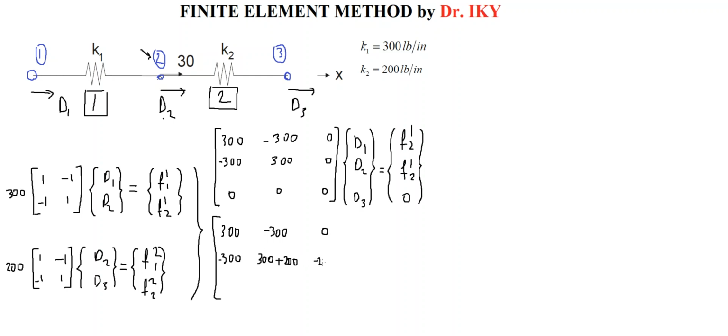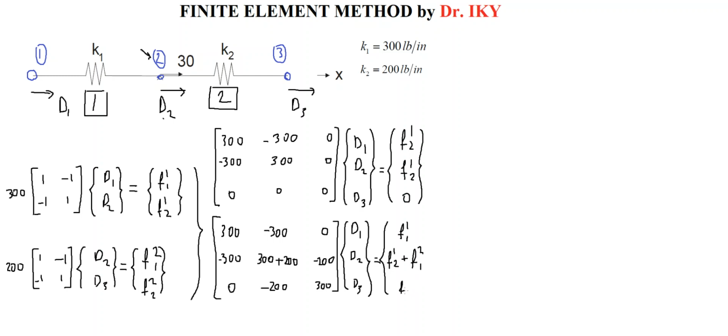I will make here minus 200, 0, minus 200, and finally 300 for the third row, third column. And I will multiply it with the deformations d1, d2, d3. That will be equal to, for the first element, force inlet and outlet, and here we will add the second element inlet and second element outlet.